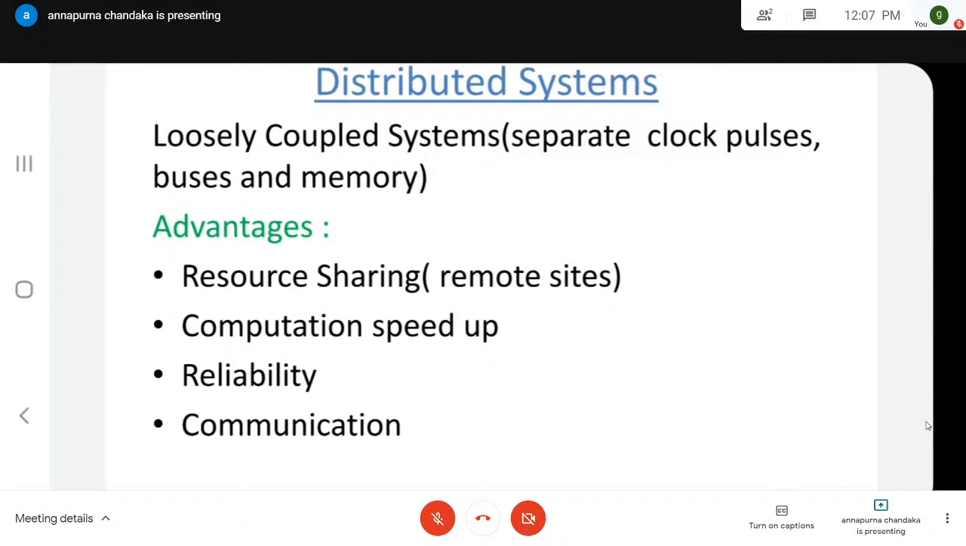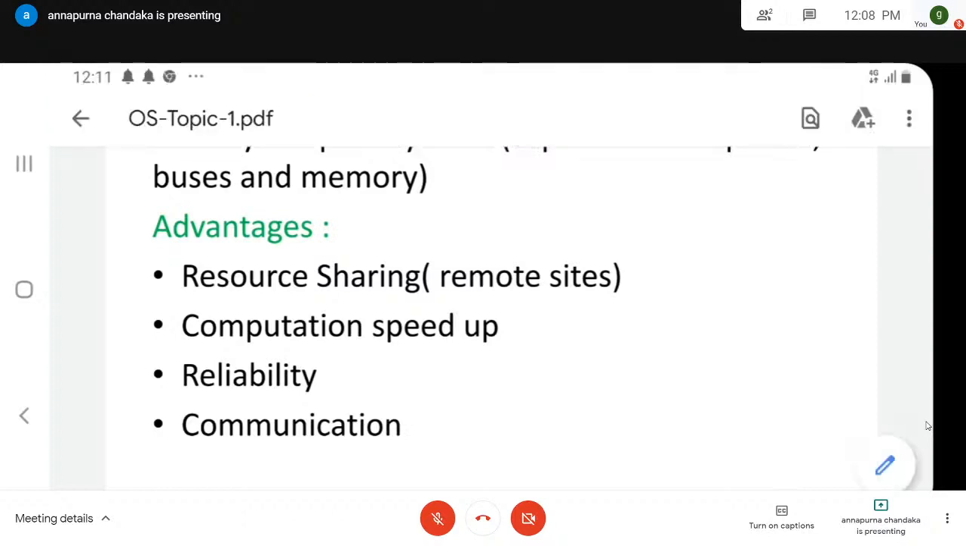In a multiprocessor organization, more than one CPU can reside on the same machine. They are close enough to communicate. In order to establish the communication between the processors, they use separate clock pulses, separate buses, and separate memory, which is called a distributed system, or a loosely coupled system.